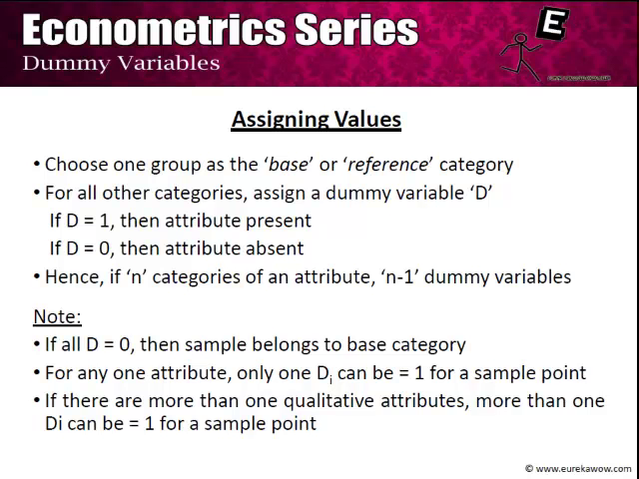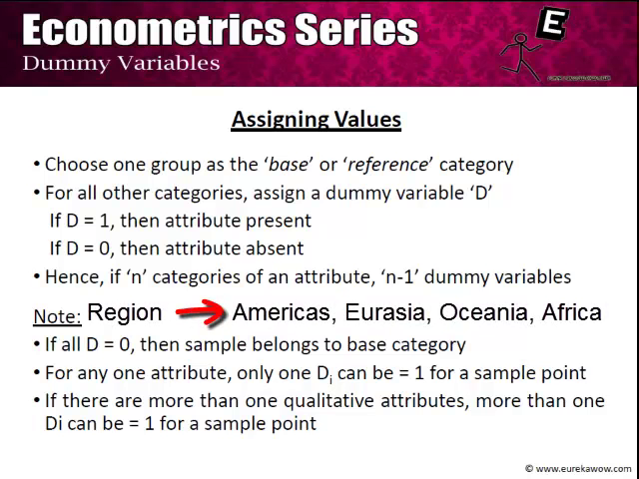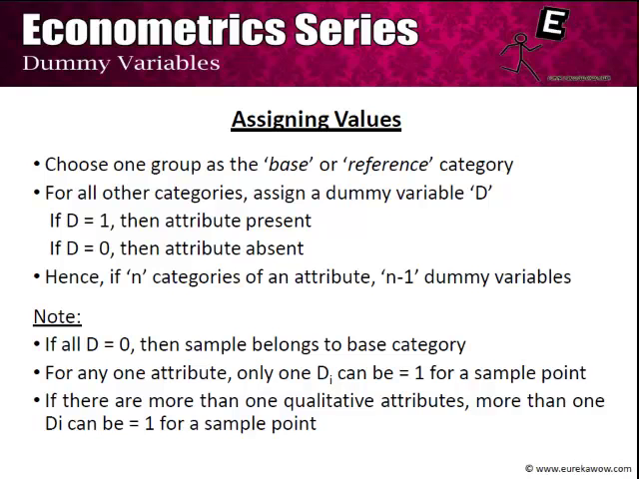The first step that we do is to divide every qualitative variable into several categories. For example, if we talk about gender, then there are two categories, male and female. If we're talking of stream, we can talk about three categories, arts, commerce and science. And if you're talking about regions, then we can talk about several categories such as Americas, Eurasia, Oceania, Africa. In any category, you can also add the category of all the others. In this case, we can cover everything that we have not exclusively shown as a category.